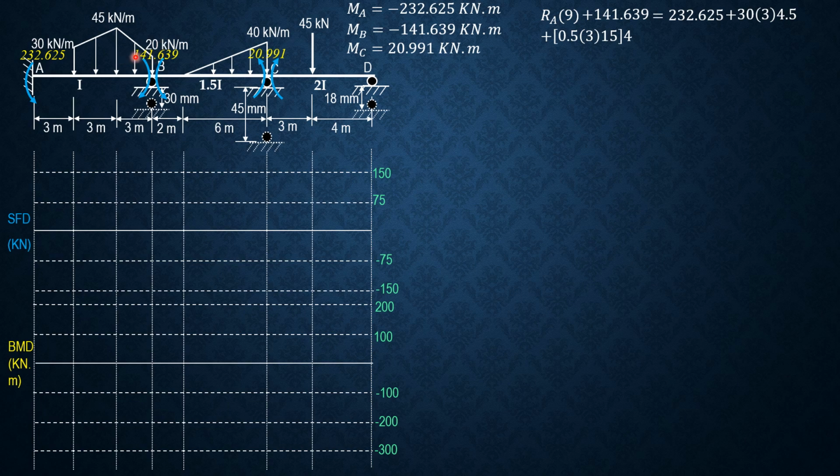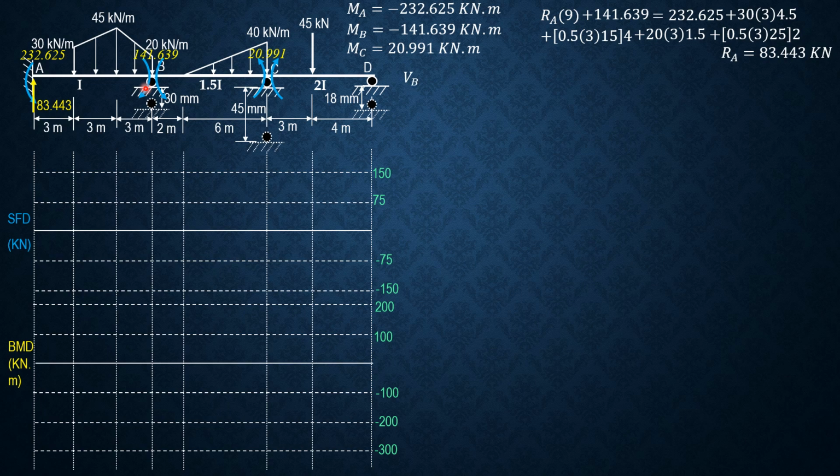And the moment of this 20 kilonewton per meter uniform load is 20 times 3 times 1.5. And the moment of the triangular load is 1/2 or 0.5 of 3 times 25 times 2, since 2/3 of 3 is 2. So from there we can solve RA. RA equals 83.443 kilonewtons.